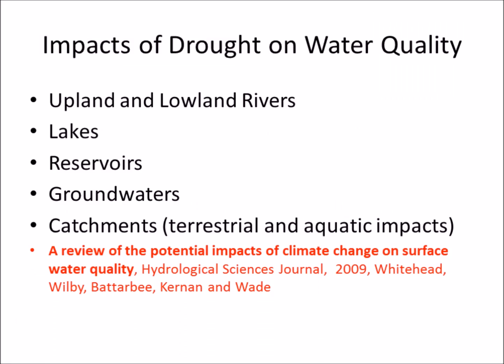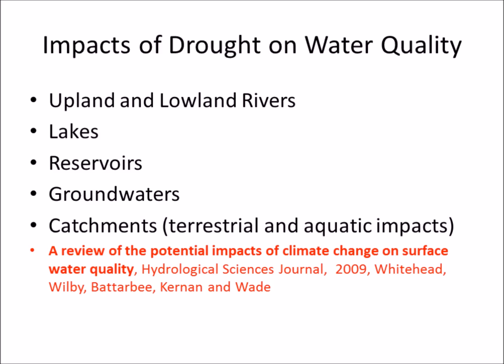So, impacts of drought on water quality. That's a pretty big subject, mainly because we have to deal with lots of different environments. We've got uplands and lowland rivers, we have to consider lakes and reservoirs. There are obviously issues to do with water quality in groundwaters, and more generally across catchments there's the links between the terrestrial environment, what's happening on the land surface if you like, and what's happening in the aquatic systems, and the links between those. So in a way this builds on what I've done in the past.